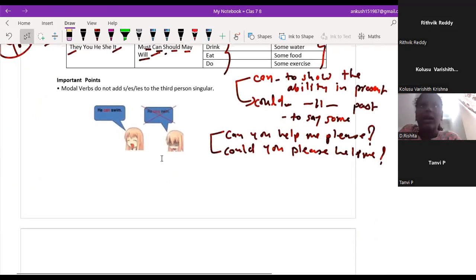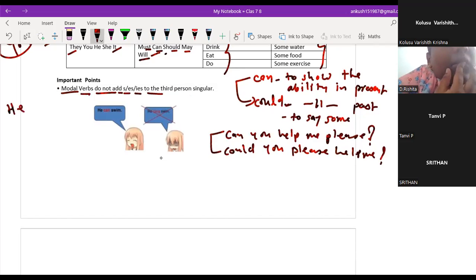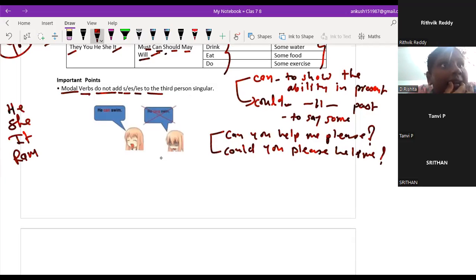Yes, sir. Okay, now an important point is given here. Modal verbs do not add s or es or ies to the third person singular. Whenever the person is singular and that too in third. So what is the third person singular subject? He, she, it, and anybody's name. That is also the third person singular number. Did you get it?